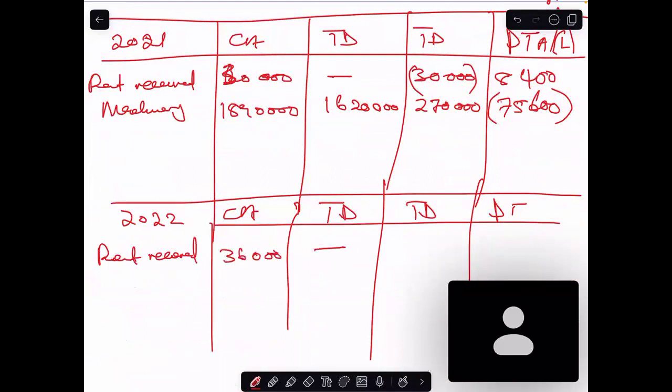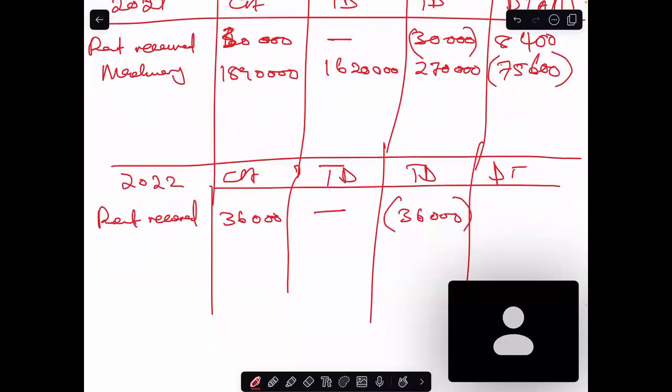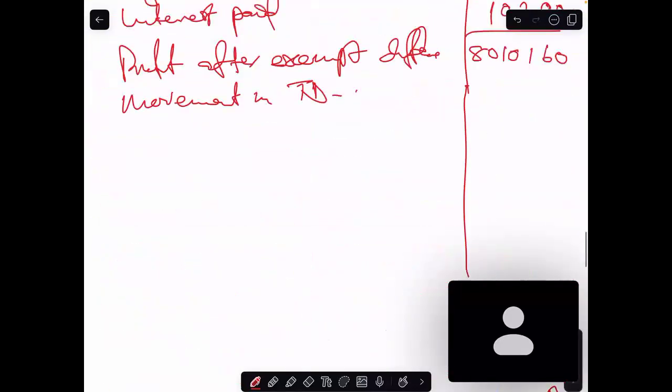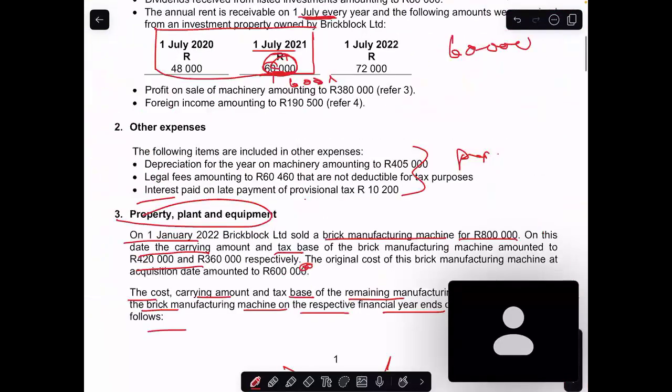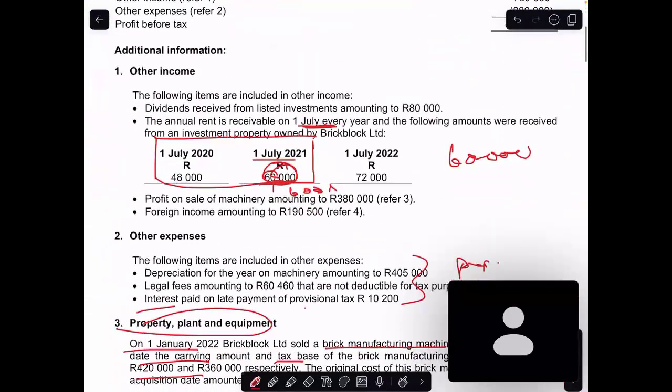Then 36,000 in brackets, giving rise to deferred tax. 36,000 times 28 gives 10,080. Right. Then back to other assets. There's a prepayment on this one. Remember, it was given there.